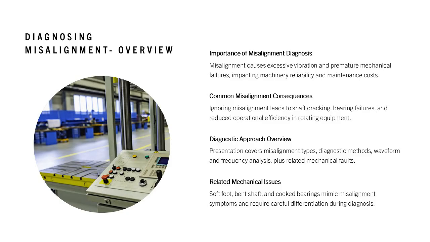Misalignment is one of the most common and significant mechanical faults encountered in rotating machinery. Establishing the context early helps the audience understand the importance of accurate diagnosis, proper corrective actions, and the consequences of ignoring misalignment, which include excessive vibration, premature bearing failure, shaft cracking, and reduced operational reliability. In industrial environments, misalignment is responsible for a large percentage of chronic maintenance issues, and early detection is essential.